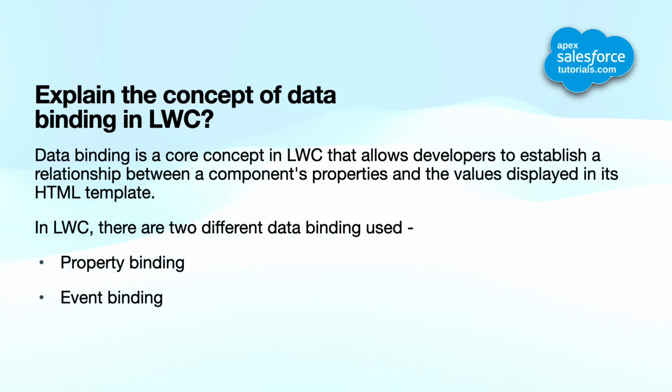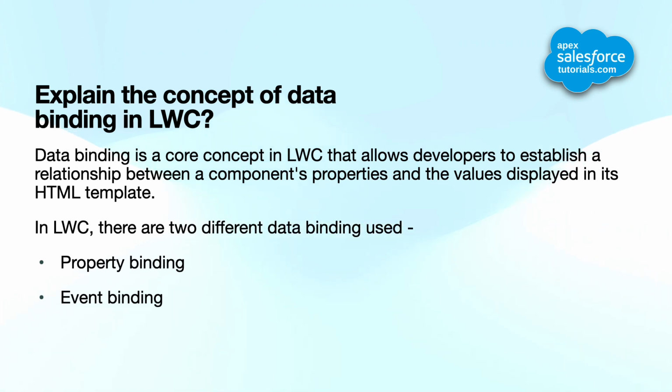Our second question is, explain the concept of data binding in LWC. Imagine data binding as a powerful connection between a component's properties and what's displayed in its HTML template. This connection ensures that whatever changes we make to a property automatically reflect in the template and vice versa. It's like a dynamic dance between our data and its representation. Now, there are two main types of data binding we use in LWC.